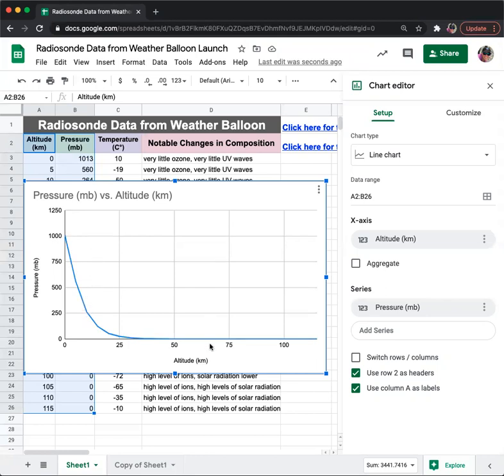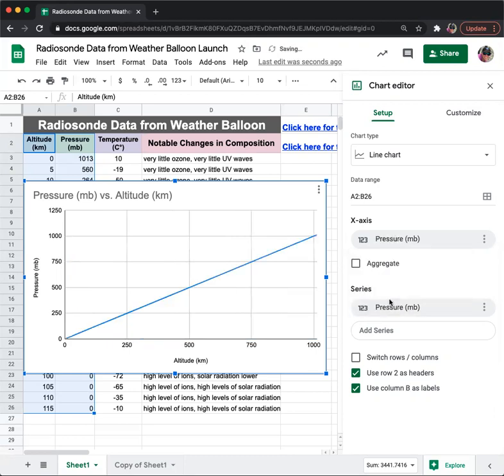So what we need to do is switch our axes. To do that, in this edit area, we're going to switch our x-axis with our series. Anytime you see the word series, it's asking you, what do you want on the y-axis? So first I'm going to start with the x-axis, altitude. If I click on it, it's going to automatically be like, do you want to use pressure? Yeah, I do. So I'm going to click on pressure.